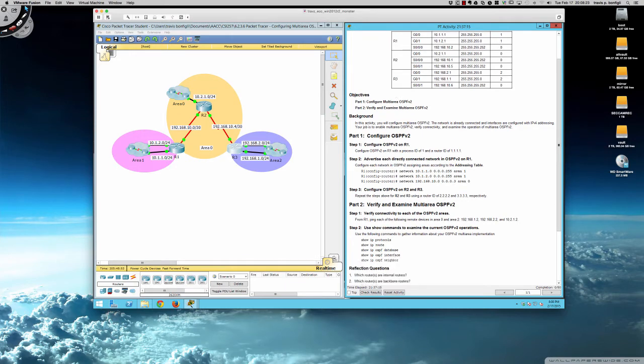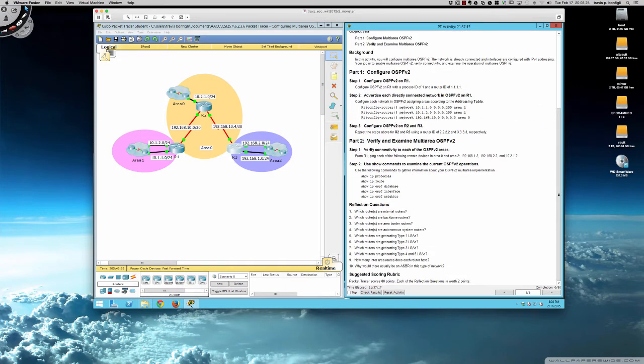If I were to reset this, we would be able to see that, but we already know we've got the 80 out of 80, and really the core of this activity is going to be in using the commands to examine each of these routers to make a determination on internal routes, intra-area routes as opposed to inter-area routes. We might even see some external routes.